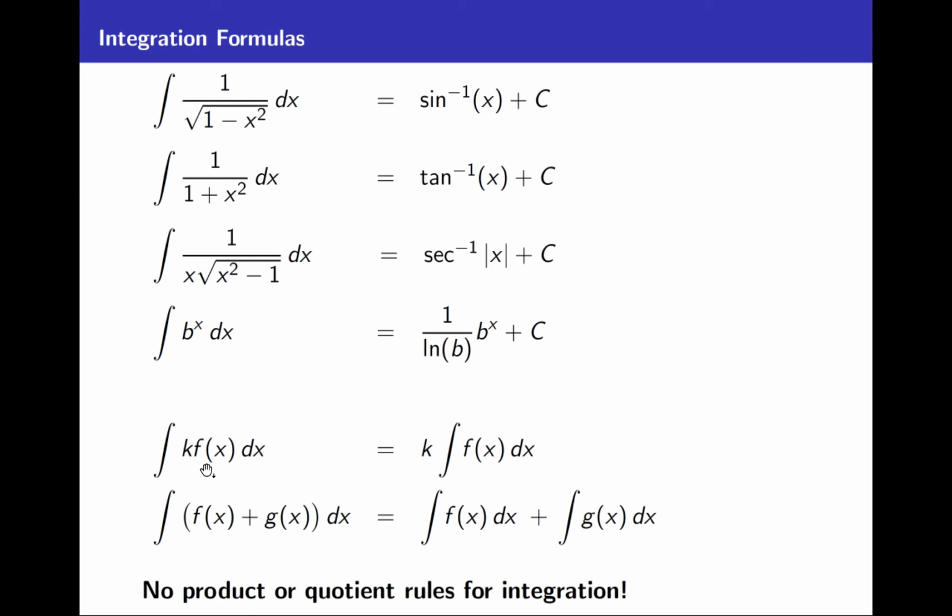Even though we have a constant multiple rule and a sum difference rule for integration, it's a little unfortunate that there's no product or quotient rules for integration. The integral of f of x times g of x, there's no formula for that. And that's just an unfortunate fact. And we have to get by on what we have available to us.